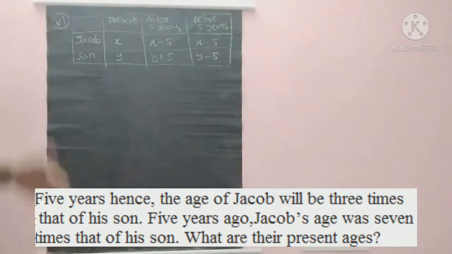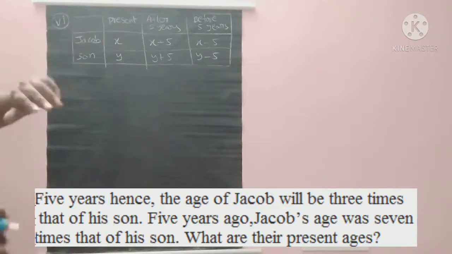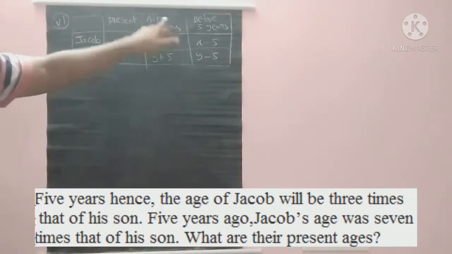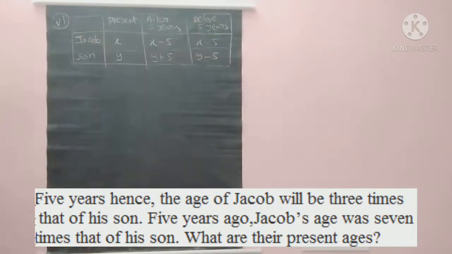For example, if my present age is 27, then 5 years back my age will be 22. 5 years after, my age will be 32. So like that, we need to compare. So present age is x. After 5 years, 5 should be added; before 5 years means minus 5.